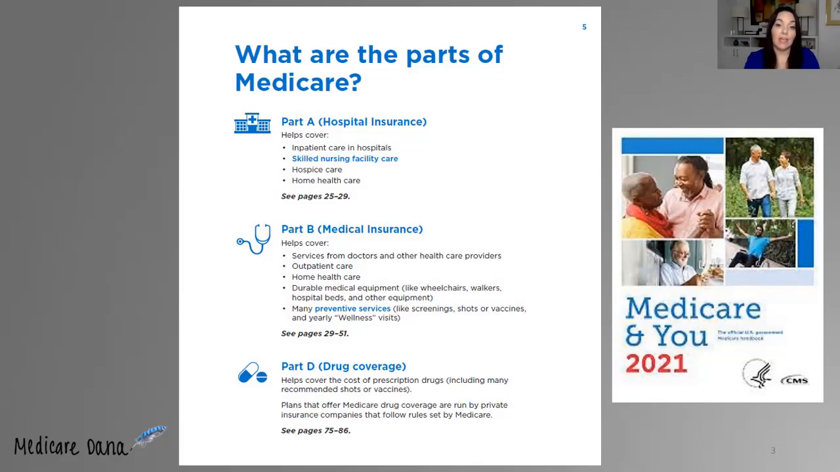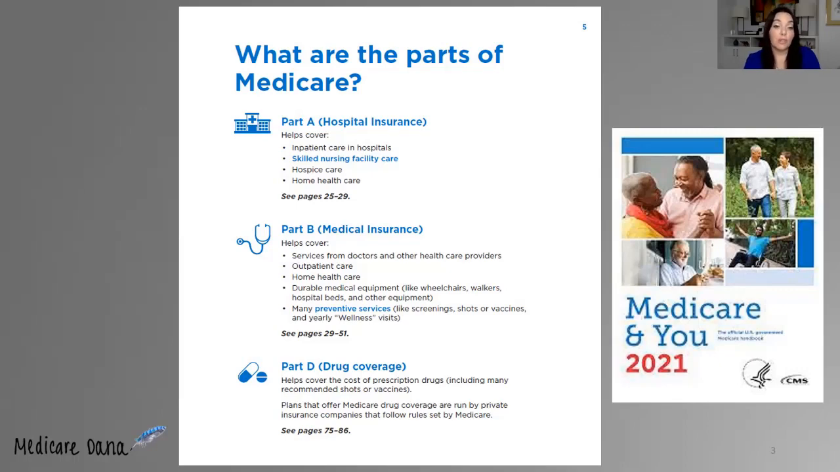Part B is going to be your medical insurance and what some people like to call everything else, everything outside of that hospital insurance. This covers doctor's visits, facilities, outpatient care, home health care, durable medical equipment. This is going to cover lab services, ambulance care, and some preventative services.